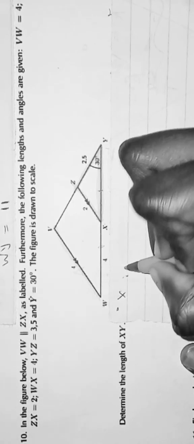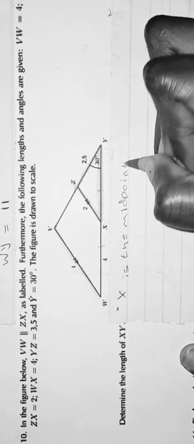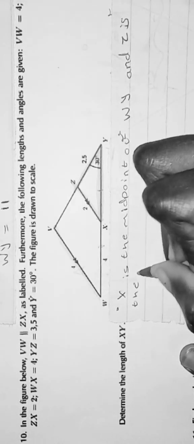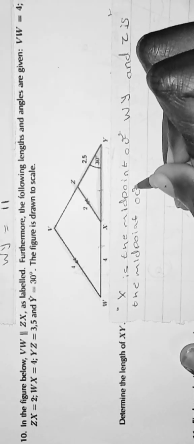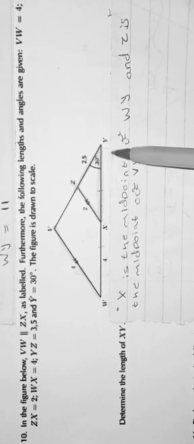Okay, so you're going to say that X is the midpoint of WY and Z is the midpoint of VY. So Z is the midpoint of VY and X is the midpoint of YW.